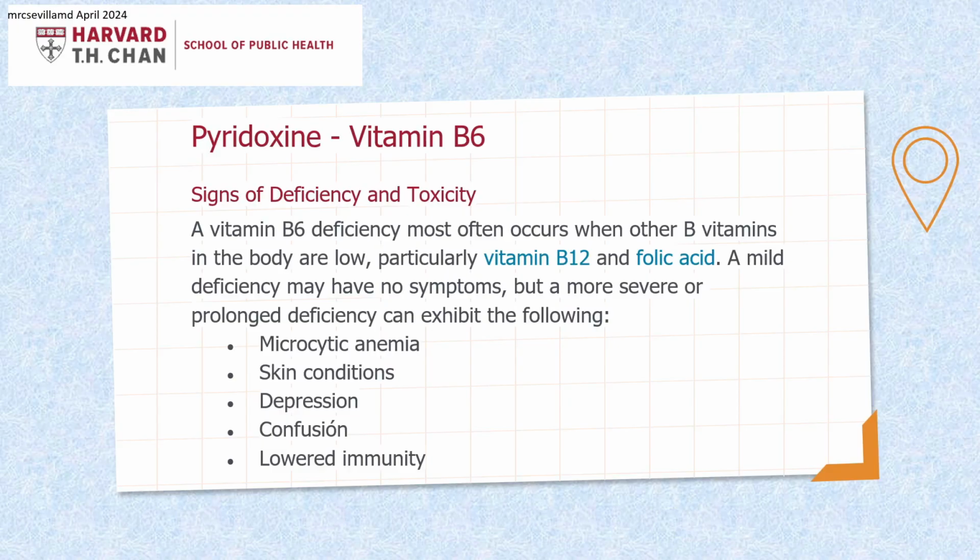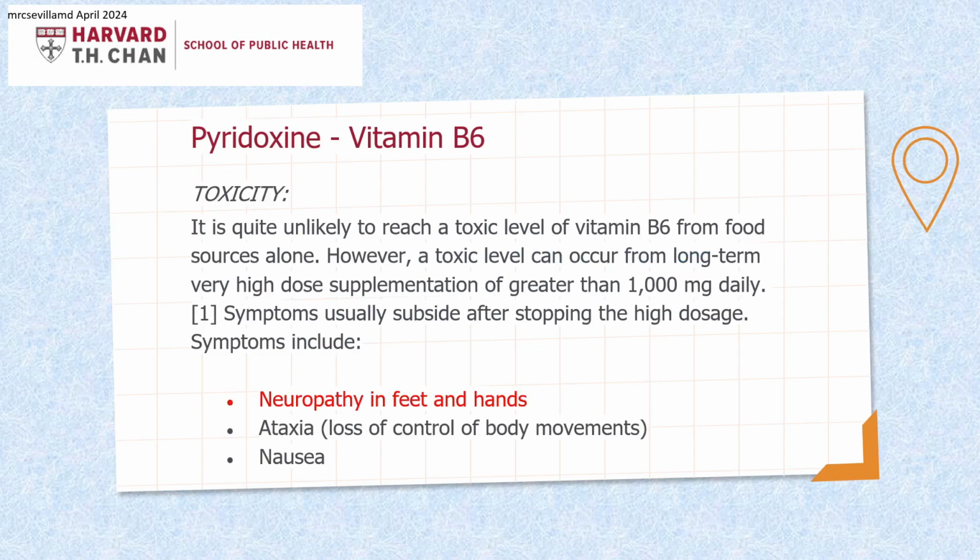Pyridoxine deficiency is usually associated with low levels of vitamin B12 and folic acid, and mild cases usually have no significant manifestations. However, if a severe deficiency occurs, this usually presents as microcytic anemia, depression, confusion, and lowered immunity. A word of caution though, there is toxicity associated with a high intake of pyridoxine or B6, and this may manifest as ataxia or loss of control of body movements, nausea, and neuropathy of hands and feet.